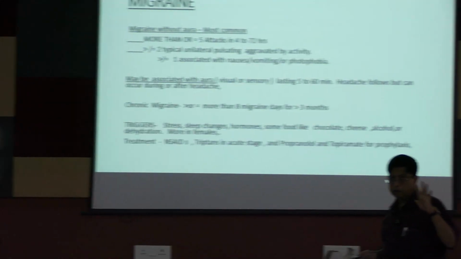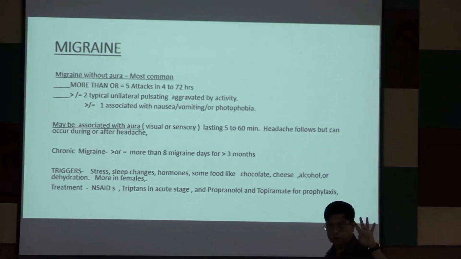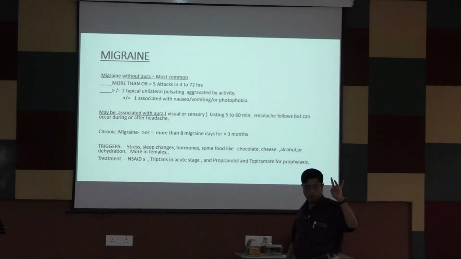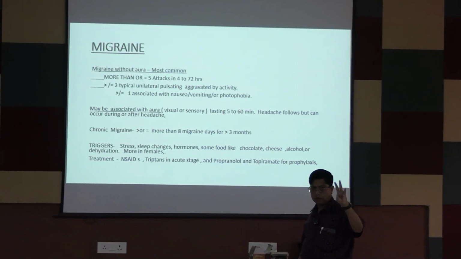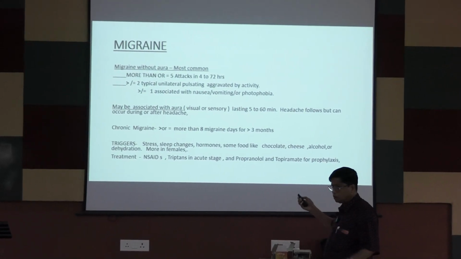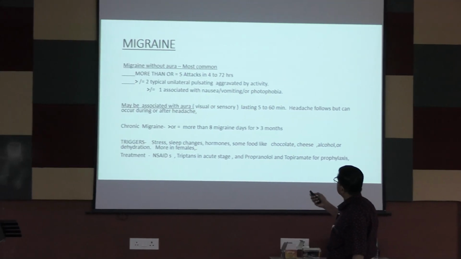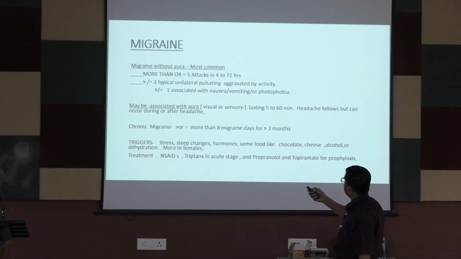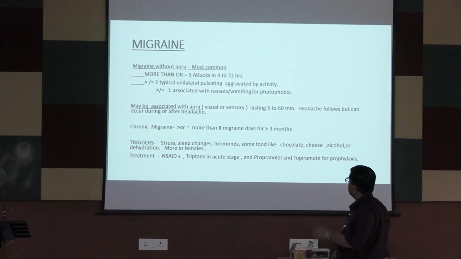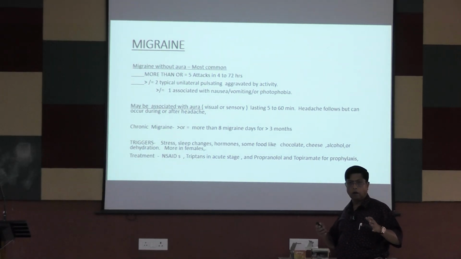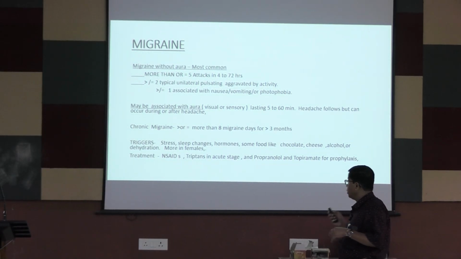So our three primary headaches I have already discussed. One is migraine, one is cluster headache, and another is tension headache. So each headache has been discussed. Now, migraine without aura. Migraine may be associated with aura, or migraine may be without aura.